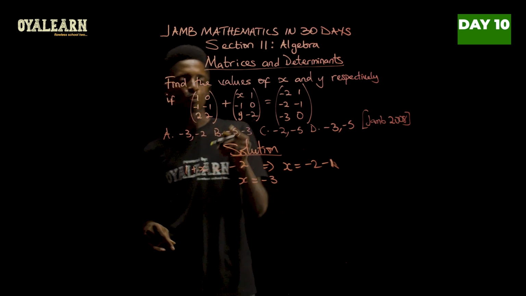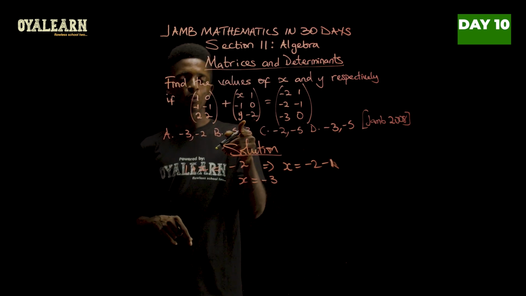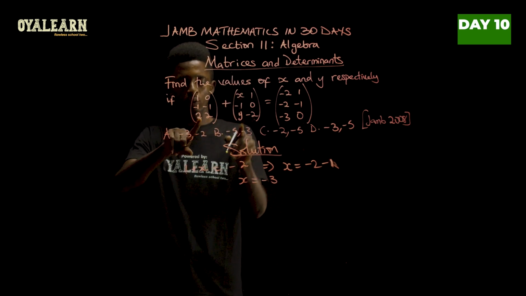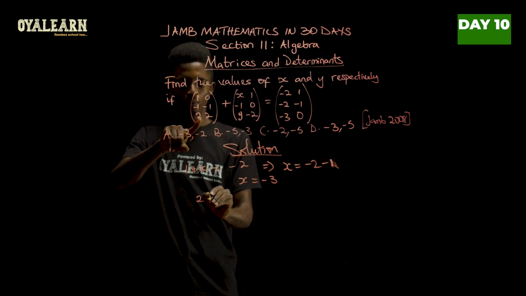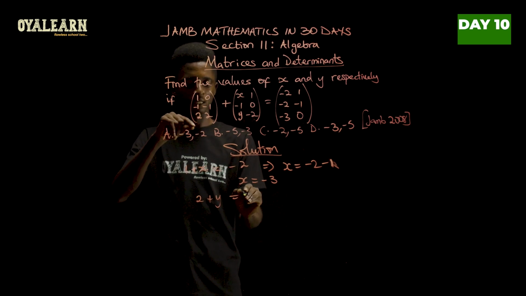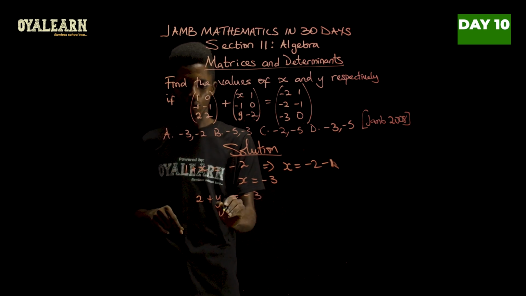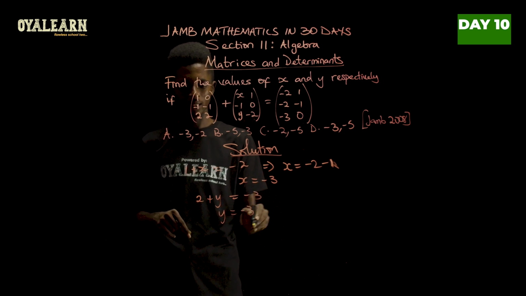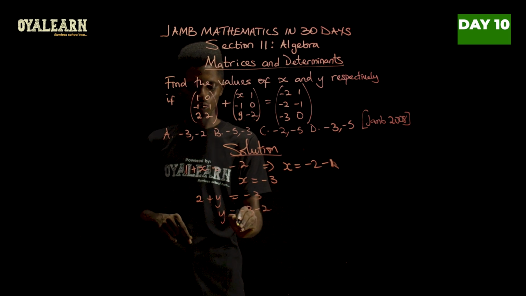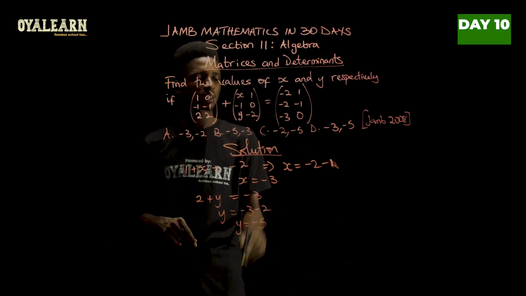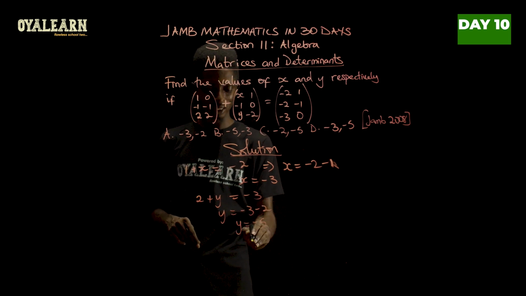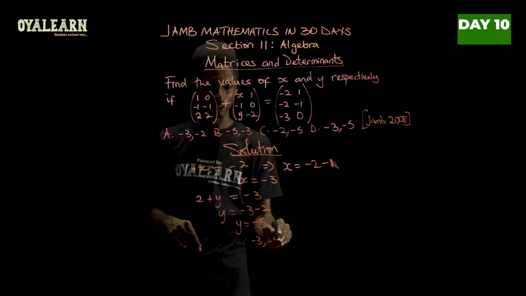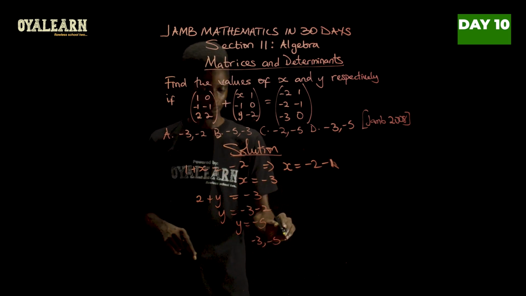Now, apply the same thing to y. The corresponding element for y is 2 here. So 2 plus y is what produces minus 3. Therefore, y becomes minus 3 minus 2. So y is minus 5. So our answer is minus 3, minus 5, and that is B.